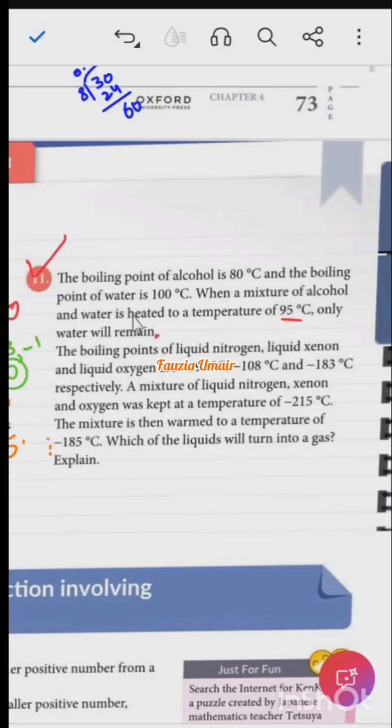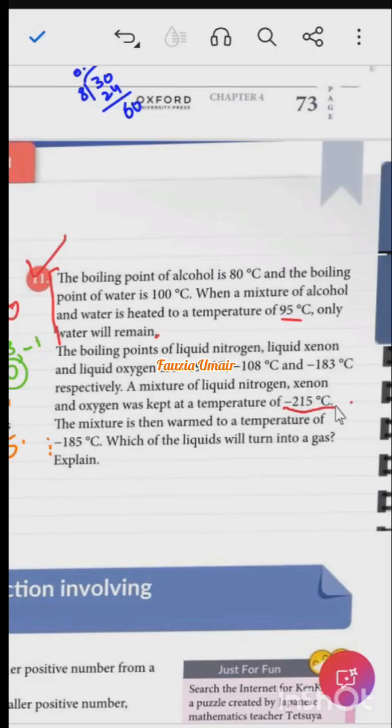Mohit, this is clear now, right? Yes, ma'am. This scenario is clear. They are just giving you one scenario. Now the question is, they are having three mixtures. The boiling points of liquid nitrogen, liquid xenon, and liquid oxygen. There are three gases. Boiling points are minus 196, minus 108, and minus 183. Okay? So the mixture of liquid was kept at a temperature of minus 215.